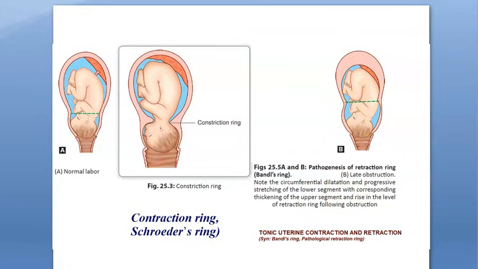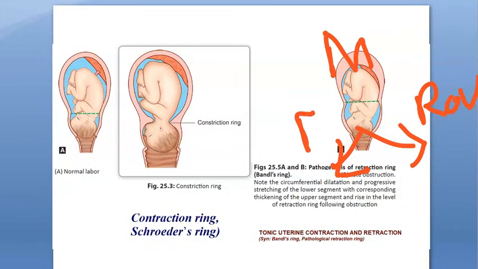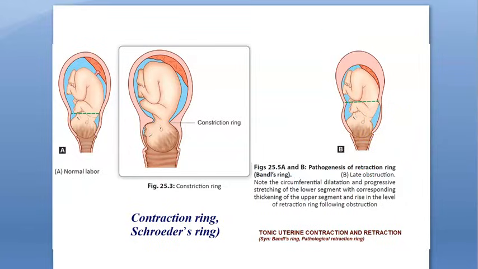And there can be fetal anoxia, etc. Fetuses also can die, and there can be rupture of uterus in the lower segment. Okay, so basically it's bad for mother and bad for fetus also. So mother will get exhausted, she can get sepsis, fetus can have anoxia and death, and there can be rupture of uterus. So all this is happening where? In obstructed labor. The pathological retraction ring, Bandl's ring, or tonic uterine contraction and retraction ring. Okay, so this is about the pathological one.